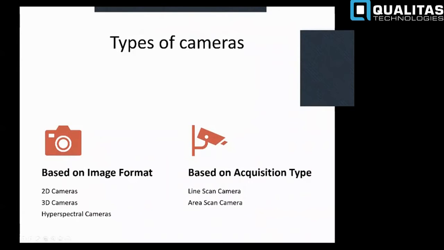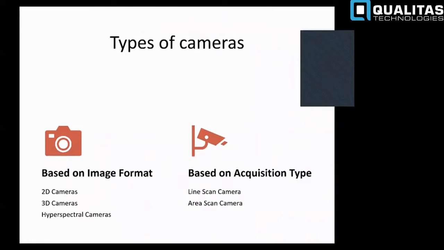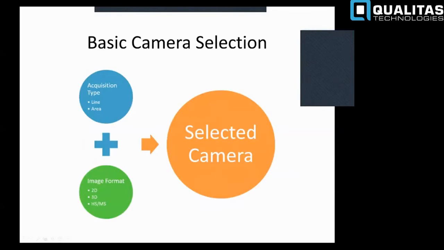The type of camera is really based on two parameters, which is the image format as well as the acquisition type. The image format is, do you want a 2D image, a 3D image, or, in more advanced cases, what is known as hyperspectral images? That's the image format that the camera returns. The acquisition type is, how are you acquiring the image, the trigger? And there are really two different types, which are area scan and line scan.